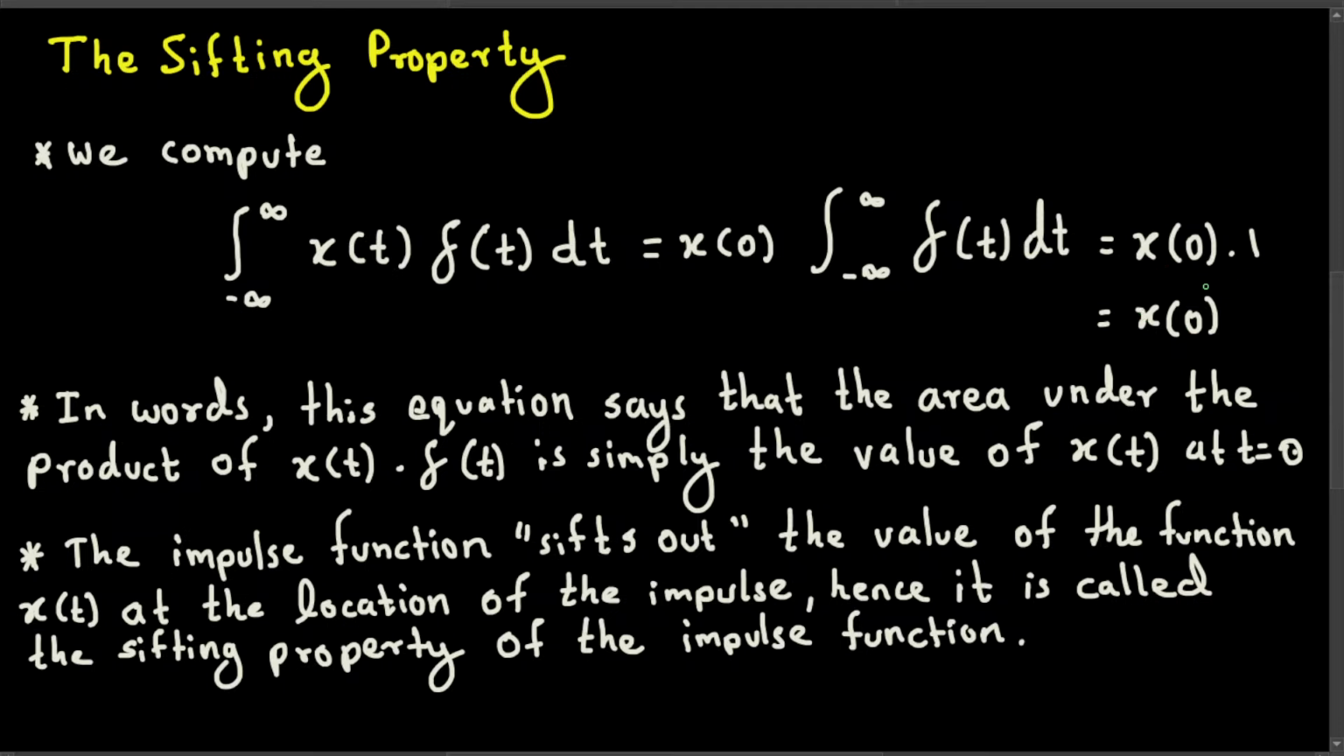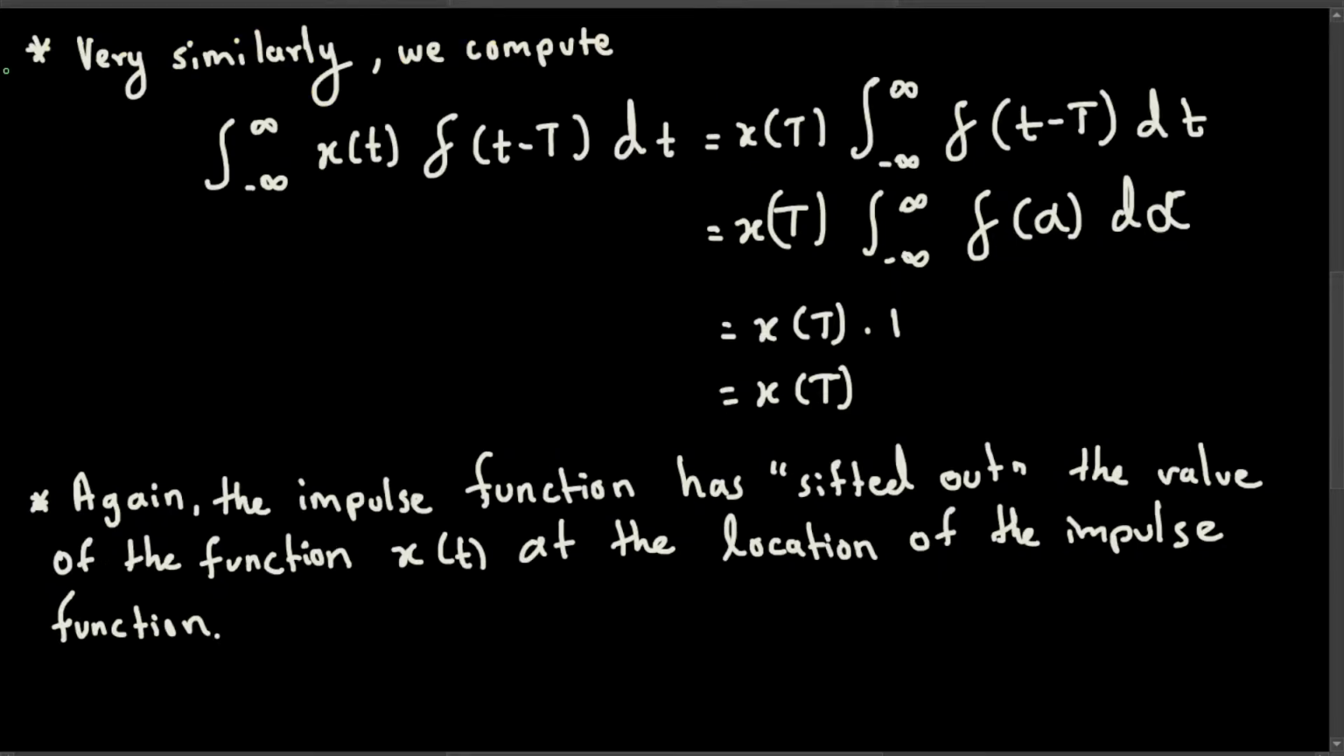So x of 0 times 1 is x of 0. So the final answer you get is x of 0. In words, this equation says that the area under the product of x of t times delta of t is simply the value of x of t at time equal to 0. The impulse function shifts out the value of the function x of t at the location of the impulse. Hence, it is called the shifting property of the impulse function.